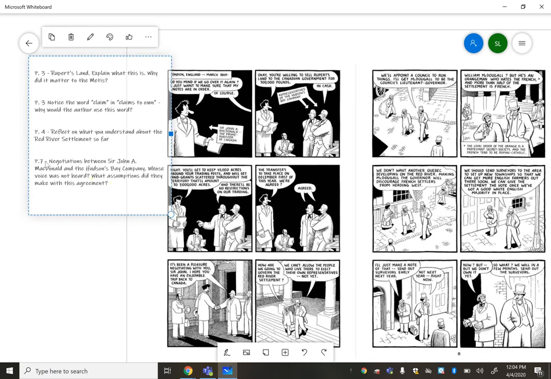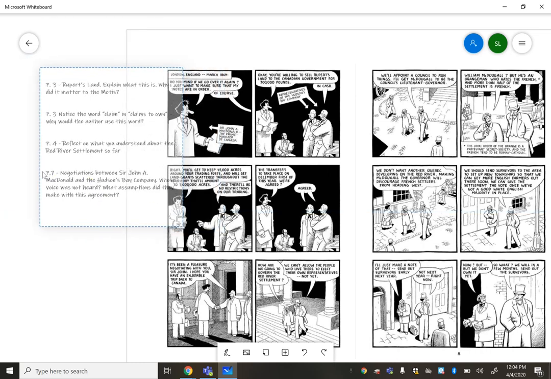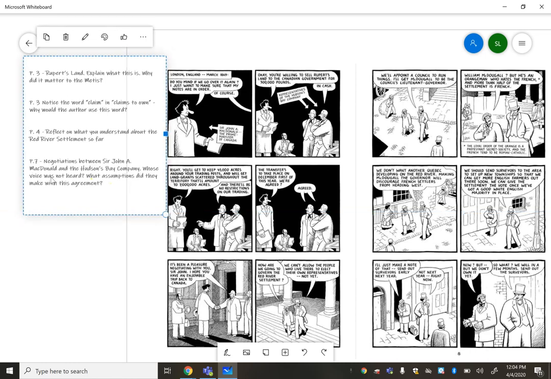Okay, so this question right here. Negotiations between Sir John A. Macdonald and the Hudson's Bay Company. Whose voice was not heard? What assumptions did they make with this agreement? Okay, so whose voice was not heard? Let's make sure that we're understanding this page correctly.